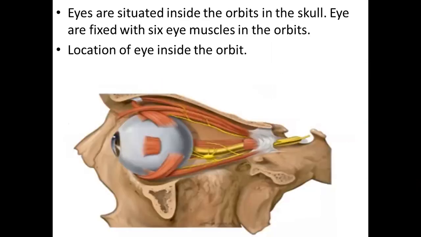Write down: Eyes are situated inside the orbits in the skull. No need to draw, just to explain. I have included this one. Write down: Eyes are situated inside the orbits in the skull. Eyes are fixed with 6 eye muscles in the orbits. Then locations of eye inside the orbits. No need to draw this one. If you have a picture, you can paste it there.